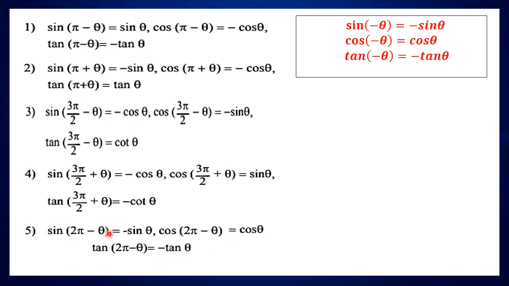So sin 2 pi minus theta is minus sin theta, cos 2 pi minus theta is cos theta, and tan 2 pi minus theta is minus tan theta. Now a few more results, that is sin minus theta is minus sin theta, and cos minus theta is cos theta, and tan minus theta is minus tan theta.